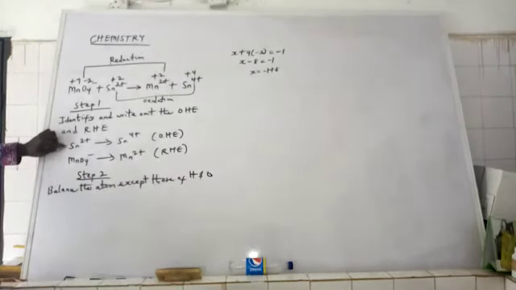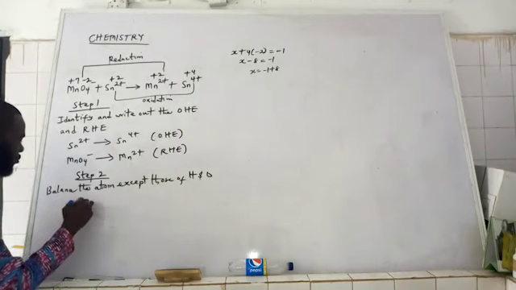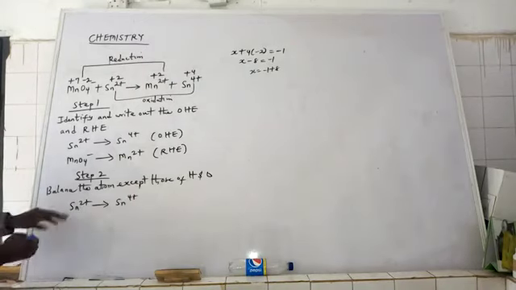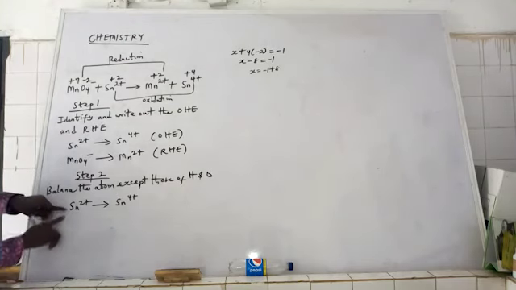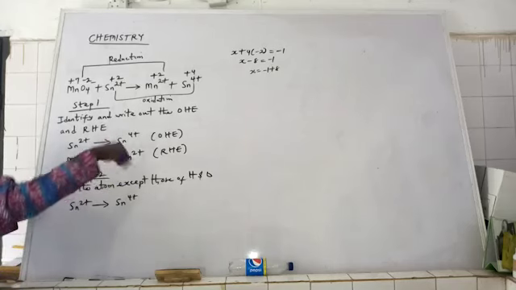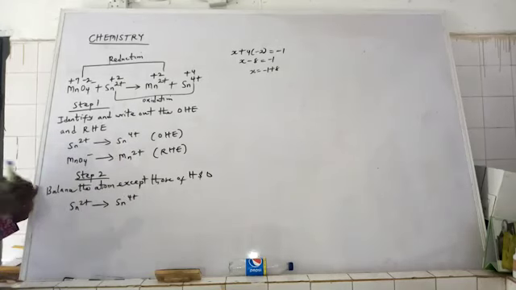Now, if I look at this, I have Sn2+ going to Sn4+. I want to balance the number of atoms. I have one atom of tin here, one atom of tin. Forget about the charges. I am not dealing with the charges, I'm dealing with the number of atoms.